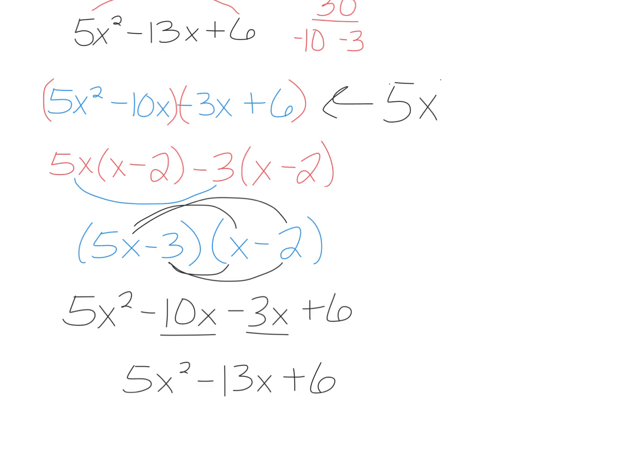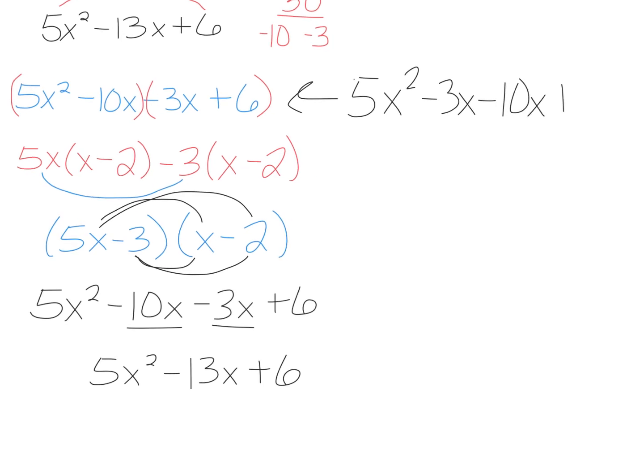So we have 5x squared minus 3x minus 10x plus 6. Could it work that way? If I did my next step, which is group and factor, is it going to work? No. Why not? Because 6 would be negative.